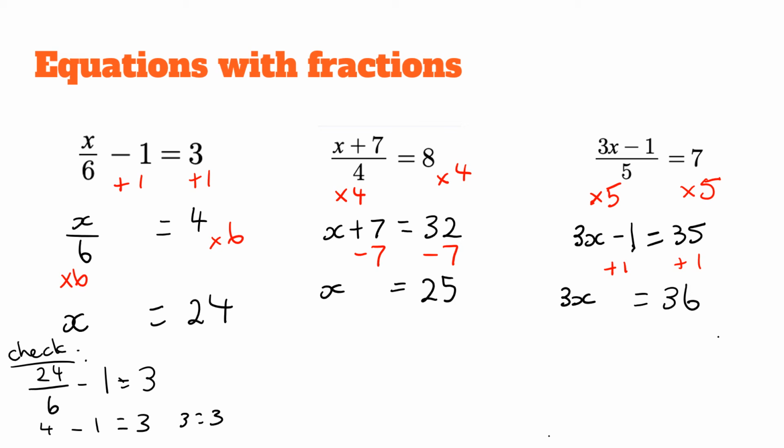Now 3x equals 36. So that's 3 times x. So we're going to divide by 3. And we will have 3x divided by 3 is 1x, or x. And 36 divided by 3 is 12. So x equals 12. Once again, you could substitute the 12 in for x in the original equation, and you could check your working.